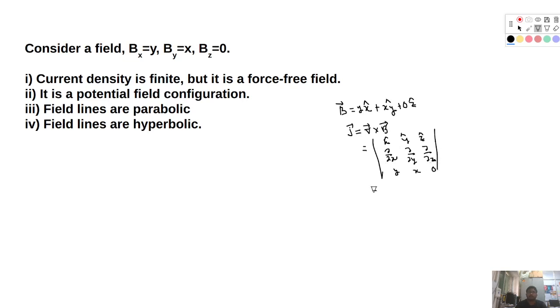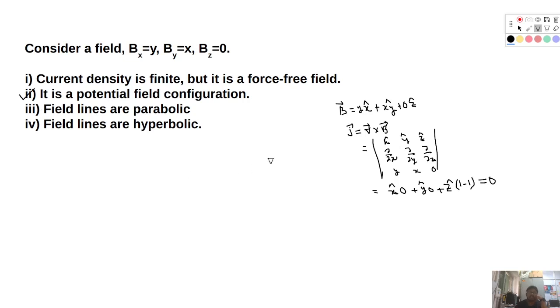Okay, so if we look at this x cap, you will find out this is 0, then plus y cap, you will find out again this is 0, right? Because delta z of y gives you 0, and delta x of 0 gives you 0 obviously. So the z cap should have delta x of x, which is 1, and delta y of y, that is also 0. So this is 0. So your current density is 0, not finite, right? Now, it is a force free field. As you see, your J is obviously 0. So it is a potential field configuration obviously.